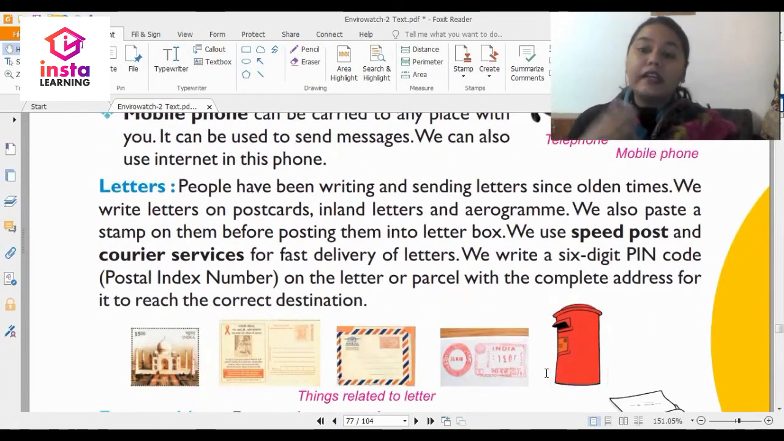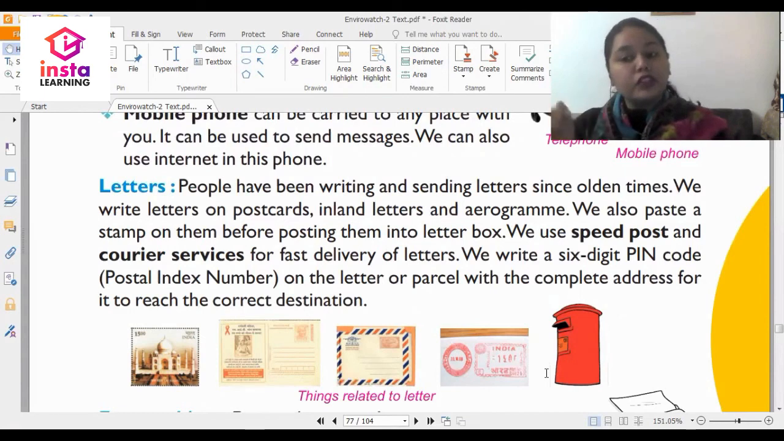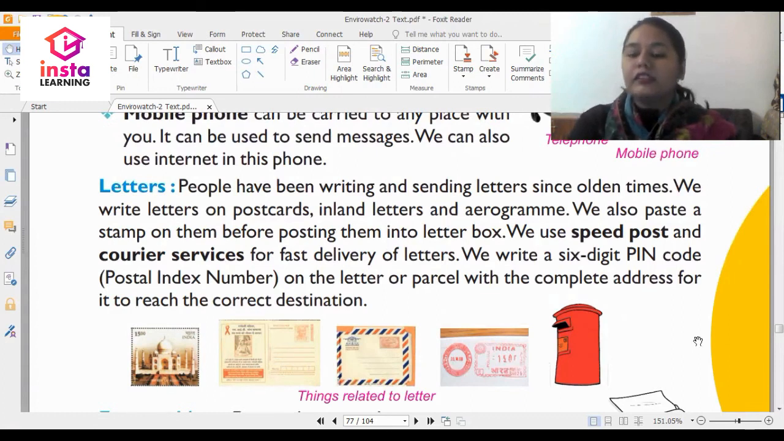So see, this is the advantage of modern means of communication. That if I have to call someone, obviously I will call to the right person. If I have to write a letter and I write the correct details, it will reach the right destination. So here you can see these are the letters and the postcards, images of letters and postcards which is given here.